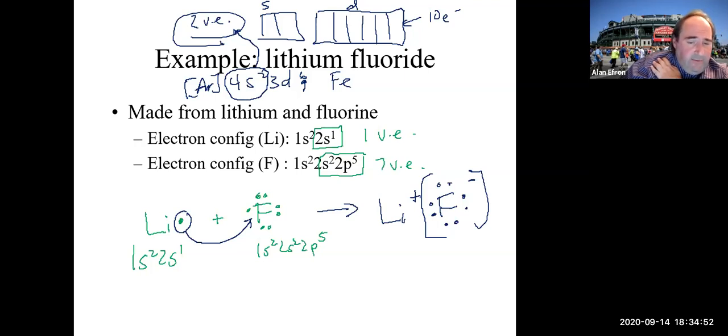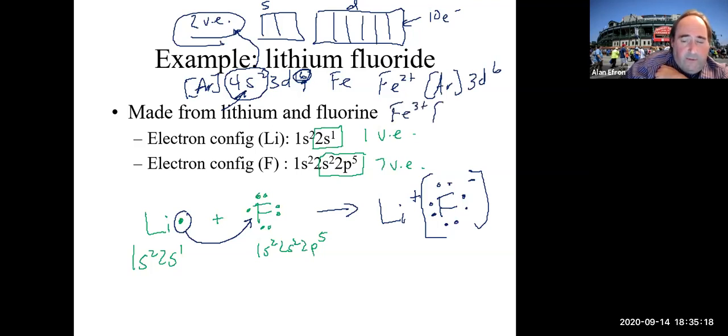But some people will stick to the 2. Some people will say they can have upwards of 12, depending on which one you're talking about. And again, because they will lose these S's first, and then they'll go into here next. So for example, iron with a +2, like I think we might have talked about, argon 3d6. Iron with a +3 charge, argon 3d5. So you can see it jumped into the D's at that point.